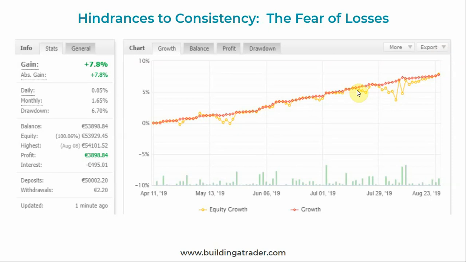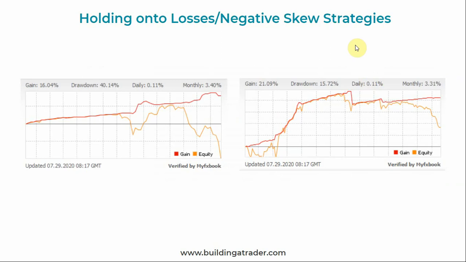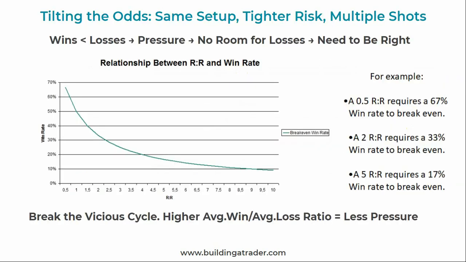So their whole expectancy, the survivability of their trading career depends on this consistent win rate. But holding on to losses and having negative skew strategies eventually turns into this. Tremendous losses. Sooner or later, the system breaks down. So, the only thing to do is to tilt the odds in your favor and learn to manage your trades properly. It's not about the win rate.